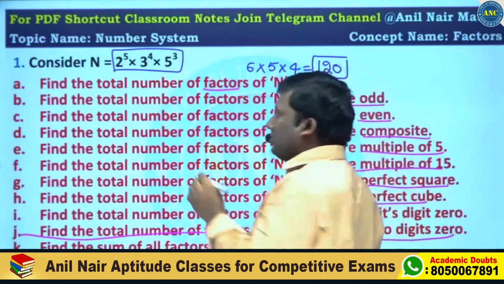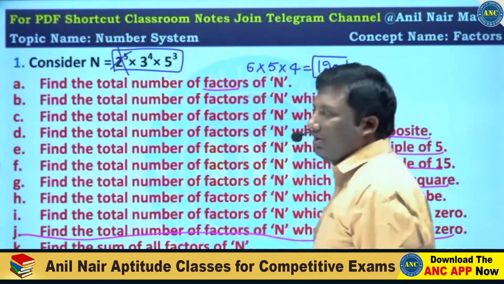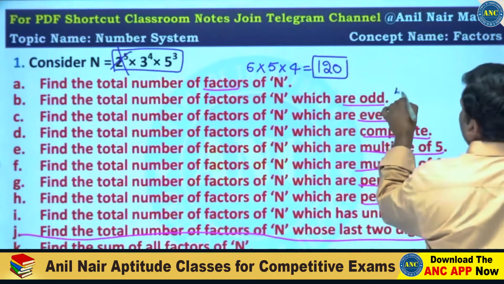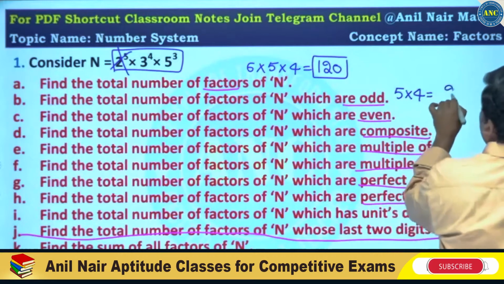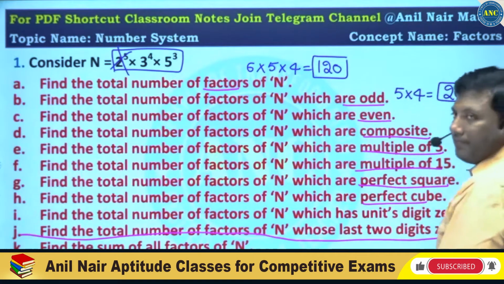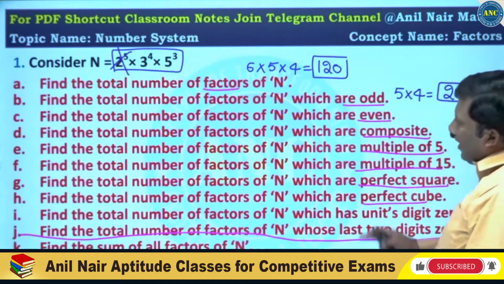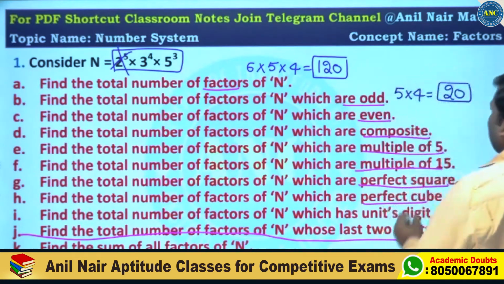Second one, find the total number of factors which are odd. Odd number means it is not a multiple of 2. Ignore all the powers of 2. 0 to 4, 5 cases. 0 to 3, 4 cases. 5 4s are 20. Second one, answer is 20. Third one, factors which are even numbers: total factors minus factors which are odd.